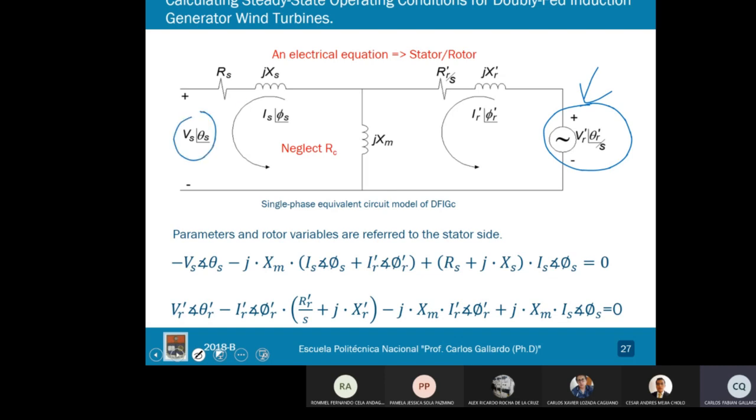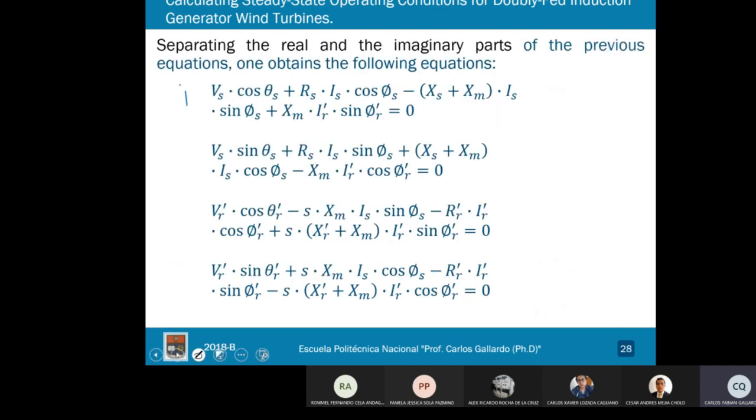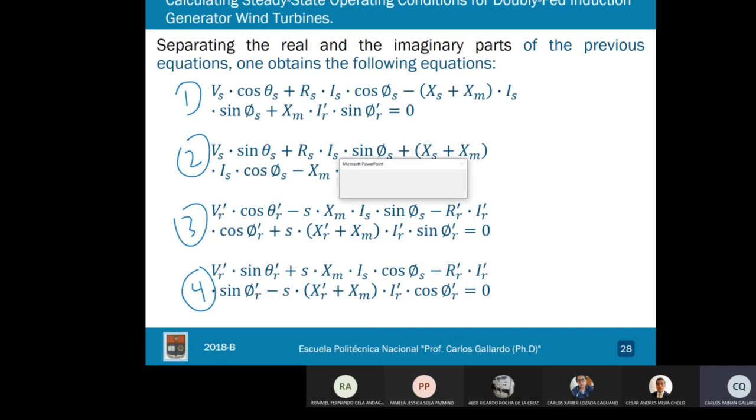Okay, so I will apply Kirchhoff voltage law in this loop, and in this loop. Therefore, I will get my first and my second equation. Later on, I will have the real part and the imaginary part. So separating the real and the imaginary part, I will get these four equations: equation number 1, equation number 2, 3, and finally equation number 4.